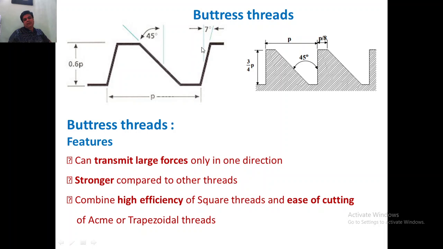And again in the buttress thread, this edge is slightly inclined. It can be inclined by a small amount of degree based on different applications. So it is also a buttress thread. Okay.